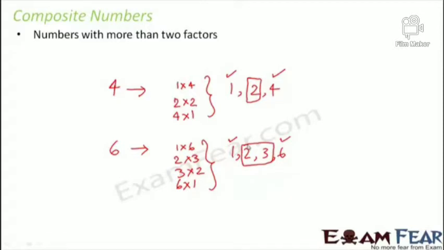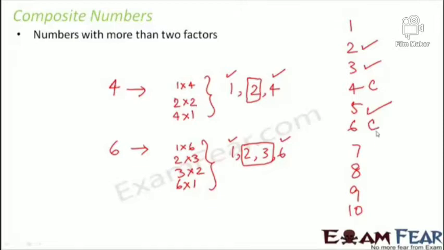Now when you look at the series of numbers starting from 1, what are the numbers that we come across? 1, 2, 3, 4, 5, 6, 7, 8, 9, 10 and so on. Now from 1 to 10, can you tell me which one is prime and which one is composite? Let us start from 2. We saw that 2 is a prime number. 3 is also a prime number because 3 is divisible only by 1 and 3. 4 is not a prime number, so 4 is a composite number. 5 is again a prime number. 6 is a composite number. 7 is a prime number.